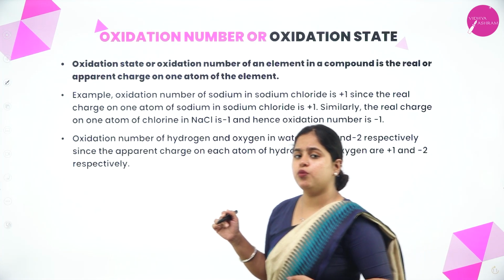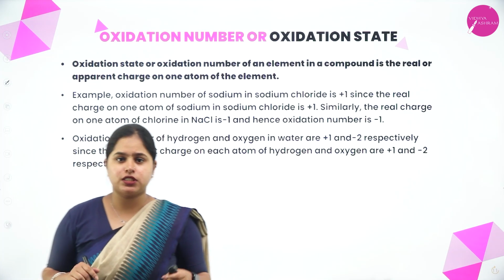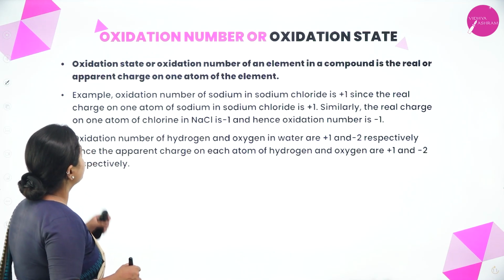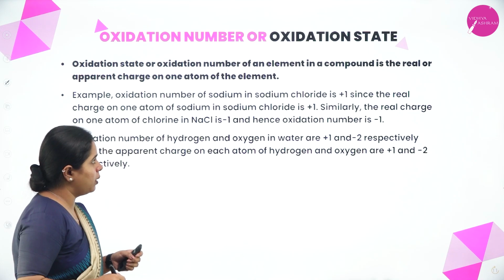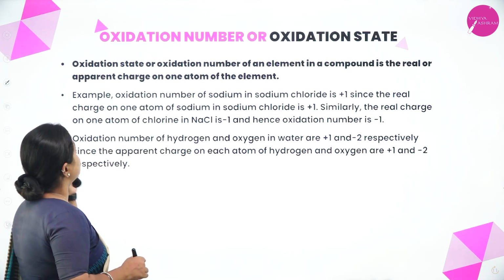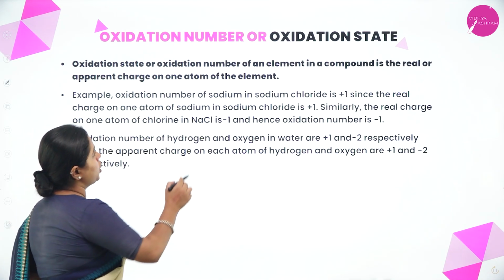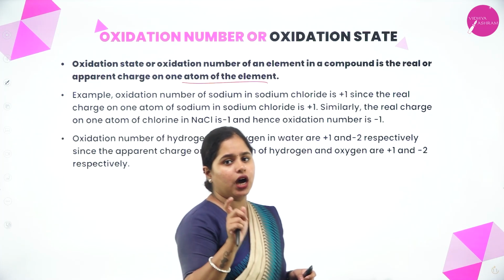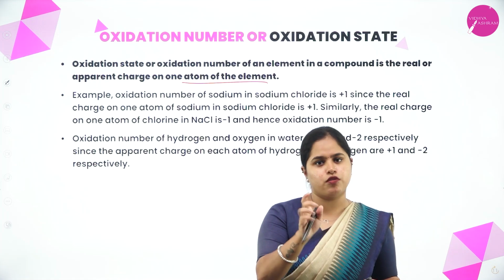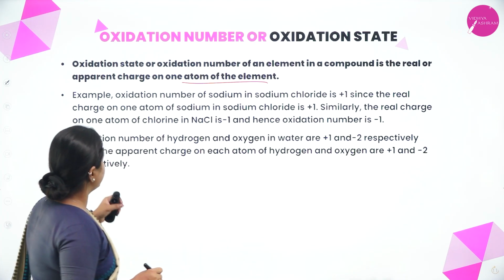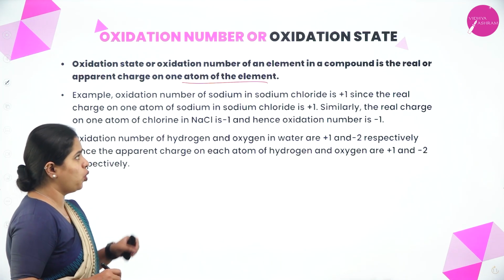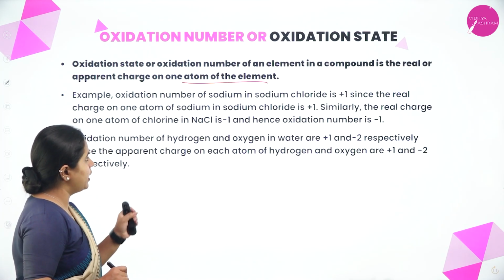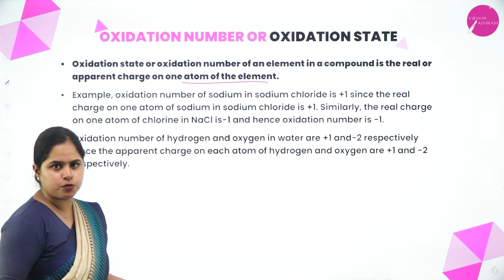So now we are going to move on to an important part of this chapter, that is oxidation number or oxidation state. The oxidation state or oxidation number of an element in a compound is the real or apparent charge on one atom of the element. So it is the real charge or apparent charge on an atom of an element. Let's take an example. Oxidation number of sodium in sodium chloride is +1, since the real charge on one atom of sodium in sodium chloride is +1.